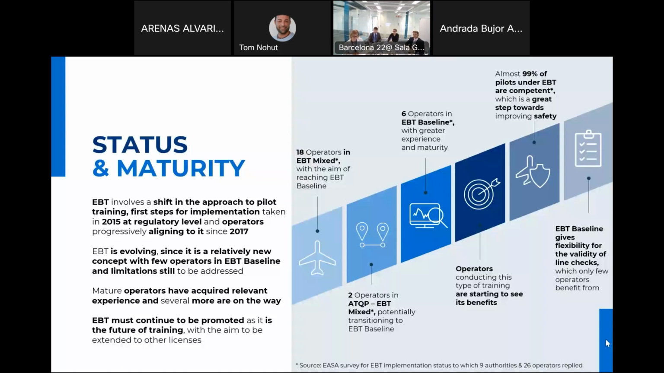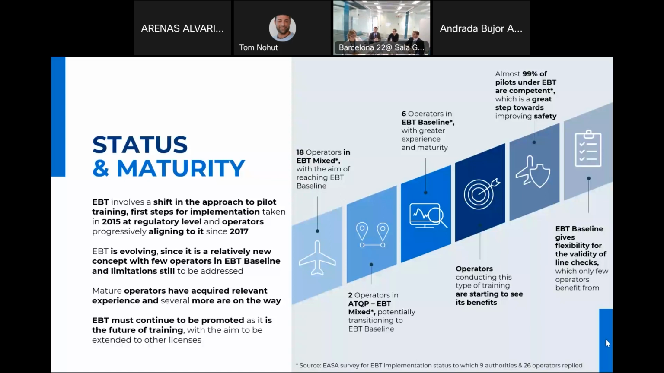EBT baseline. Beyond that, we can say that EBT has proved to be effective because almost 99%, between 97 and 99% of pilots under EBT are competent, which means that we are taking a great step towards safety. And not only that, but EBT also allows for greater efficiency and flexibility. For instance, flexibility for the validity of the line check. So overall, EBT is a robust framework for pilot training with a lot of advantages that pay off, and that the industry should continue promoting it.